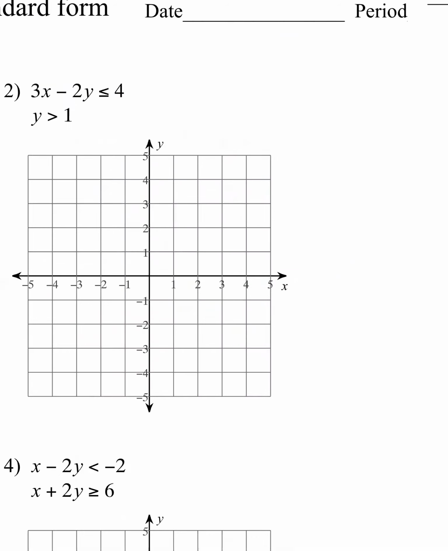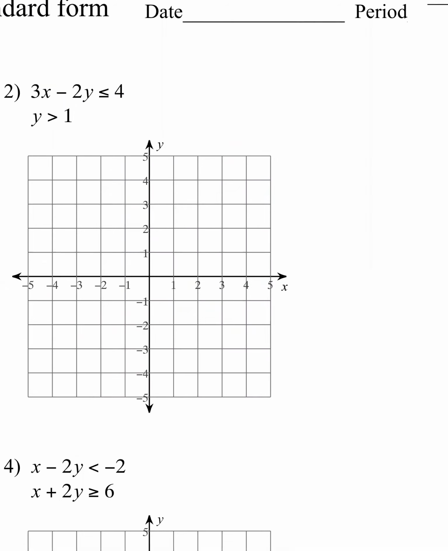So that's all there. Oh, this one looks different. All right, let's give it a shot. Let's just start off with blue this time. I'll do the top one in blue and get that one set up. 3x minus 2y is less than or equal to 4. Let's get that y by itself.